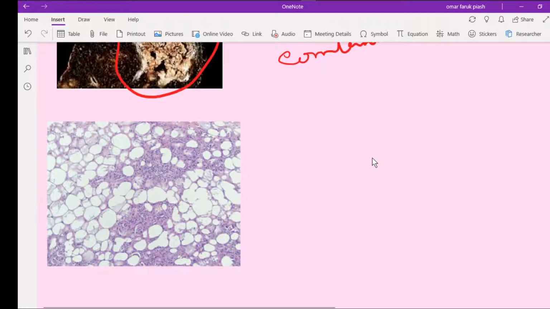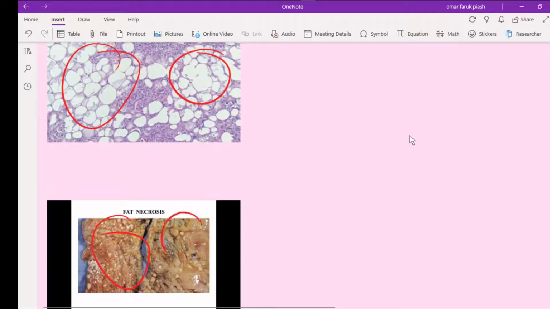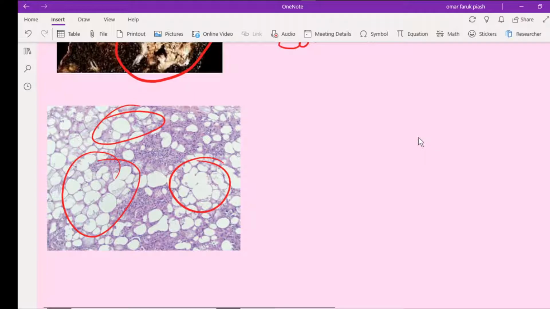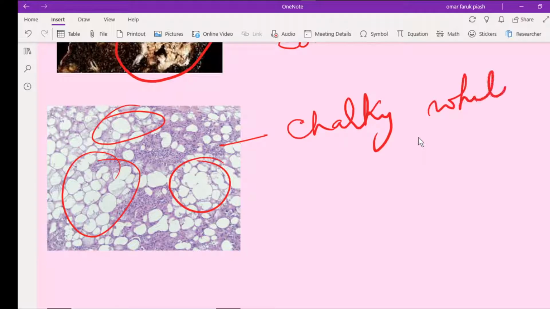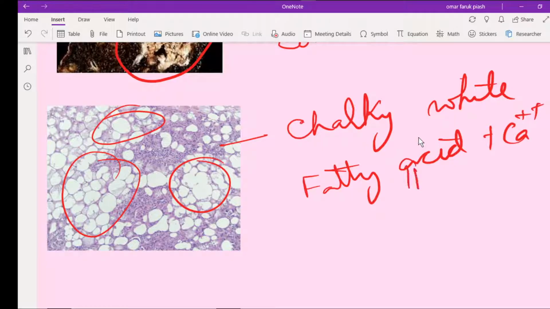Then this is the picture of fat necrosis. This is the histological picture of fat necrosis. This is a fat globule. This is another picture of fat necrosis. In fat necrosis, there is necrosis of the adipose tissue with a chalky white appearance. In here, fat dies. There is release of fatty acid, and this fatty acid combines with calcium and causes saponification of the fat.